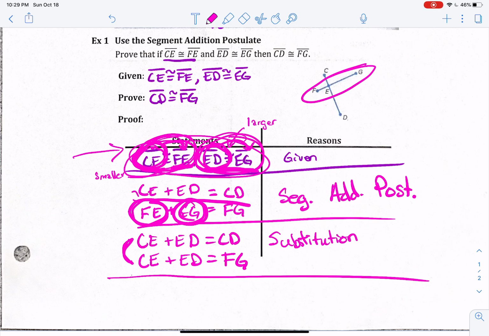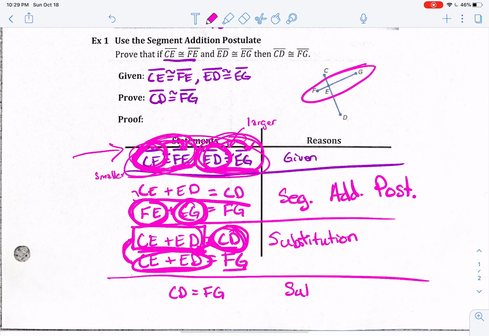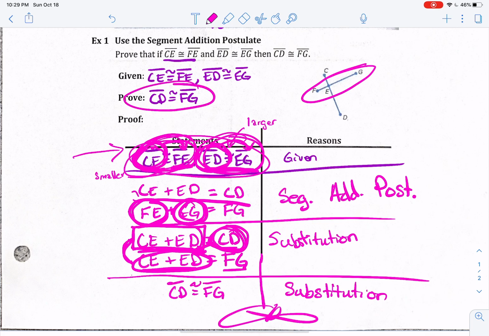And the last thing I can do is say, okay, if CE plus ED equals CD and CE plus ED equals FG, then CD is equal to FG, right? I can take CD and plop it in for this chunk here because that's what it's equal to. So CD and FG are the same, and that is from another substitution. Okay, and that's what we were trying to prove, that CD is congruent to FG. I should put my proper notation. CD and FG are the same. By substitution, that is true.